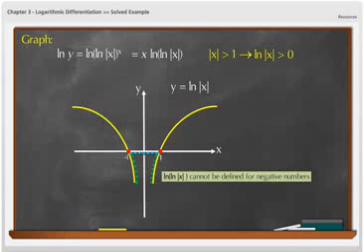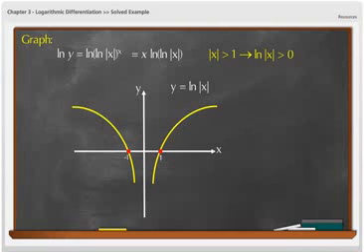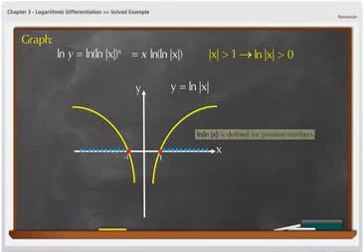But if the absolute value of x is greater than 1, which means x is greater than 1 or x is less than -1, then you could see from the graph that the graph is going to be above the x-axis, so it's going to be a positive quantity. Ln of the absolute value of x is going to be a positive quantity. Now this is really important for us. Once we clarify this one, then let's go back to the main question, which is finding the derivative.